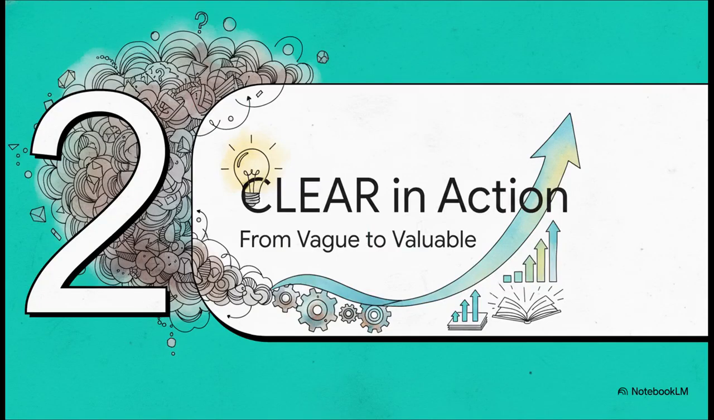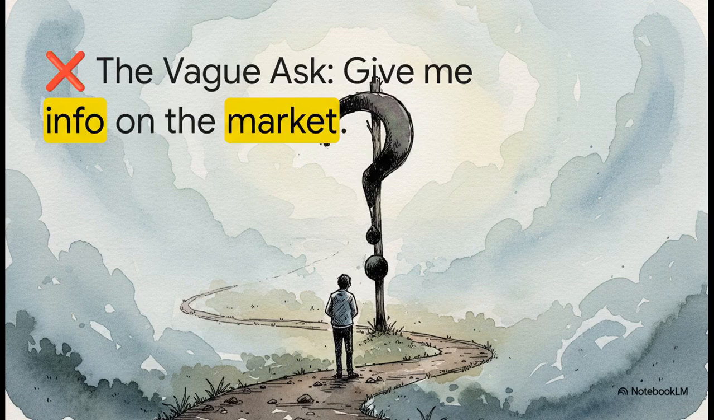All right, so we've seen all the pieces. Now let's put them all together and see what this looks like. The incredible transformation from a vague, frustrating prompt to one that actually delivers immediate value. So here's the before picture, a classic vague request that is pretty much guaranteed to give you a useless generic page of text that sounds like it was copied from Wikipedia. It is a complete waste of your time.